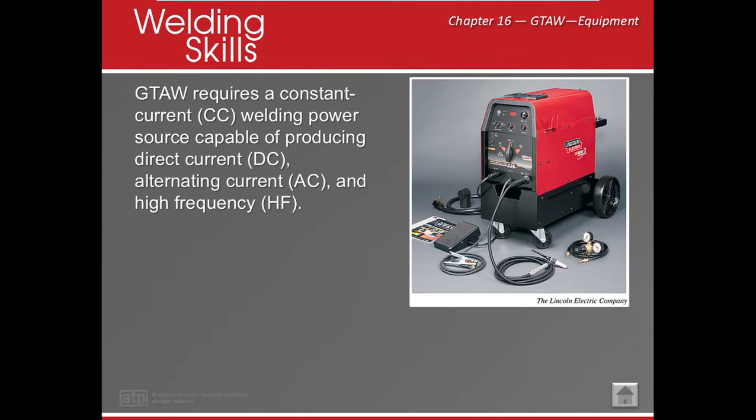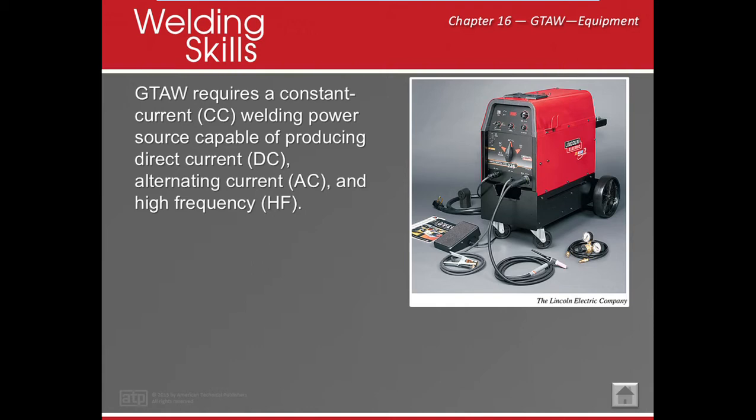So for TIG, we also need a constant current welding power source, okay? We need to be able to keep the amperage the same throughout our welding. In CC, the machine is trying to make sure that the amperage stays the same and varies the volts. So keeping a constant arc length is essential when we're talking about TIG.